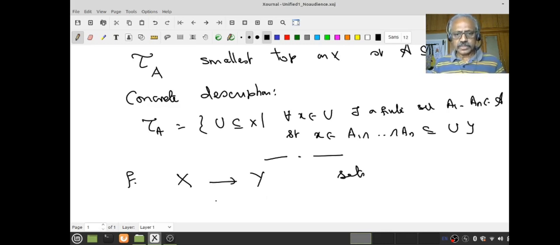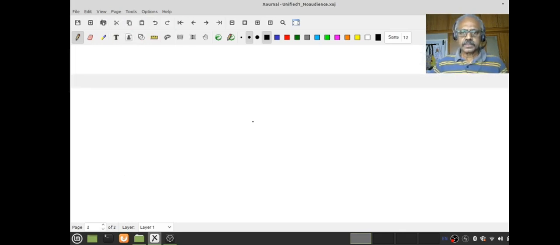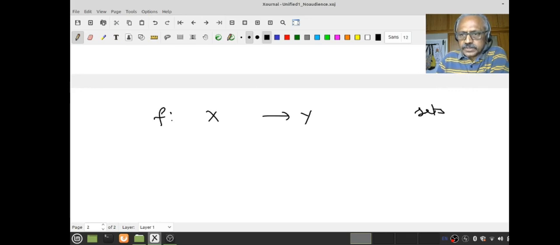And suppose now there are two scenarios. What are the two scenarios? So maybe I should go to the next page. Okay. So I have a function which is given to me. And at present X and Y are sets. Okay. So case one is, now my X is a topological space.